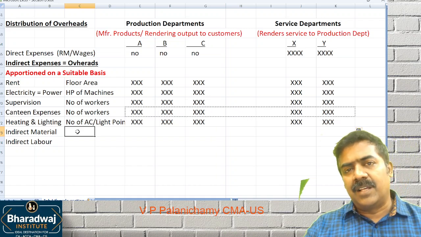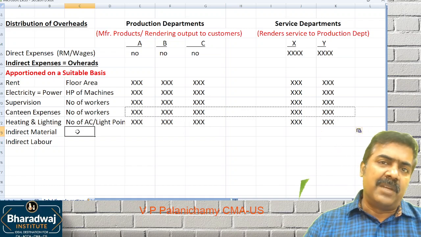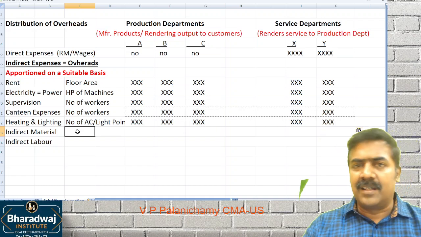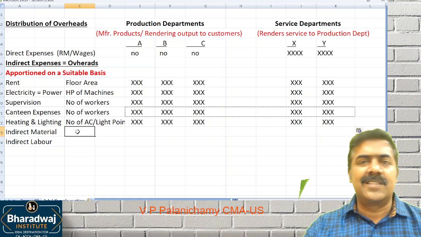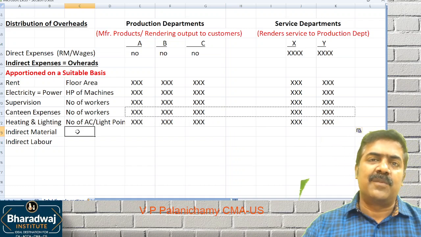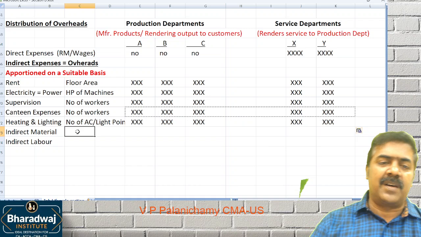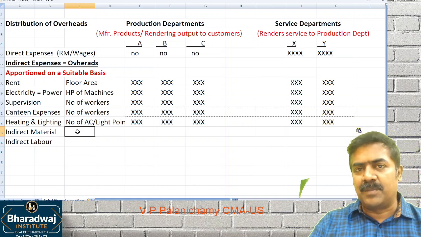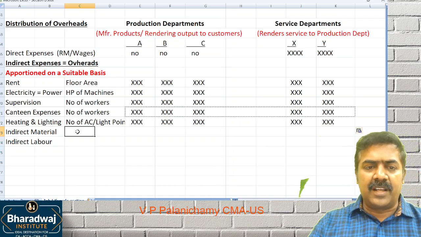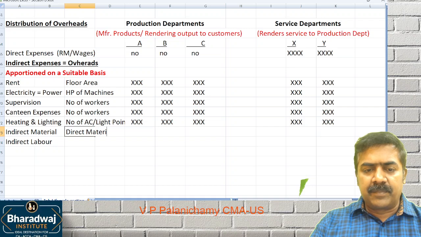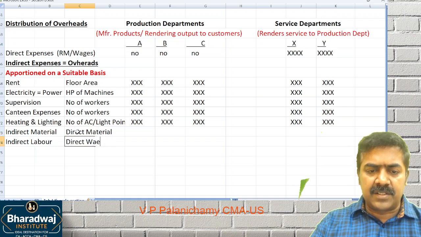Indirect material consumption, like thread consumption, needle consumption, the wax they use for stiffness. Sometimes they use certain material in the machines like lubricating oil, grease, certain spares which are frequently worn out like belts, all those things. Clear? Belts used in the machines. Those are allocated based on direct material. Indirect labor can be allocated based on direct wages cost.